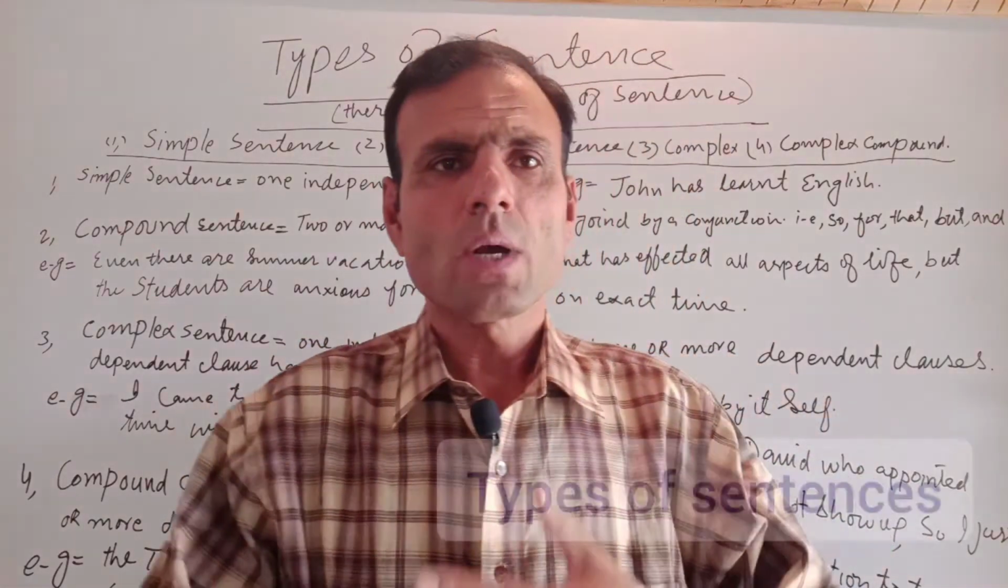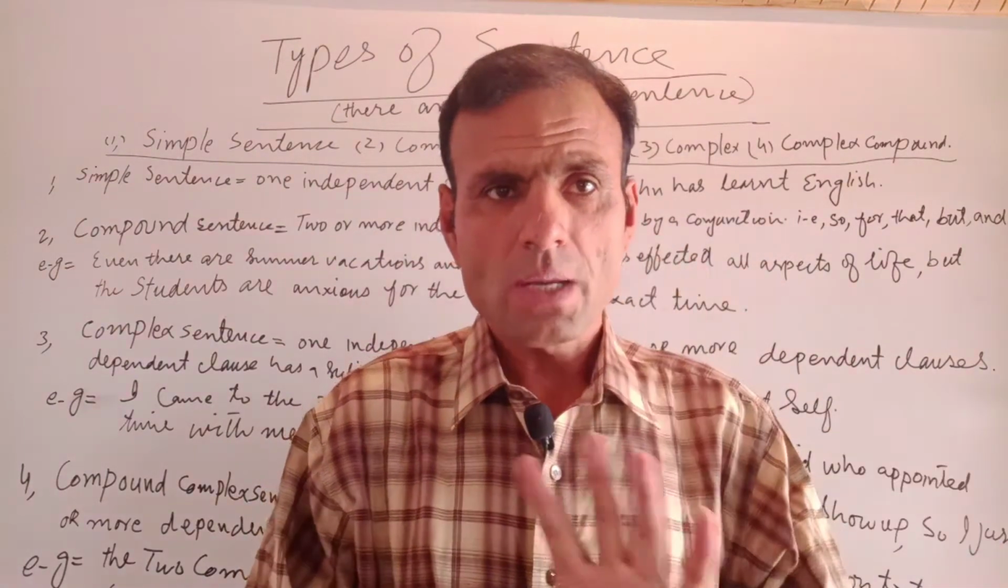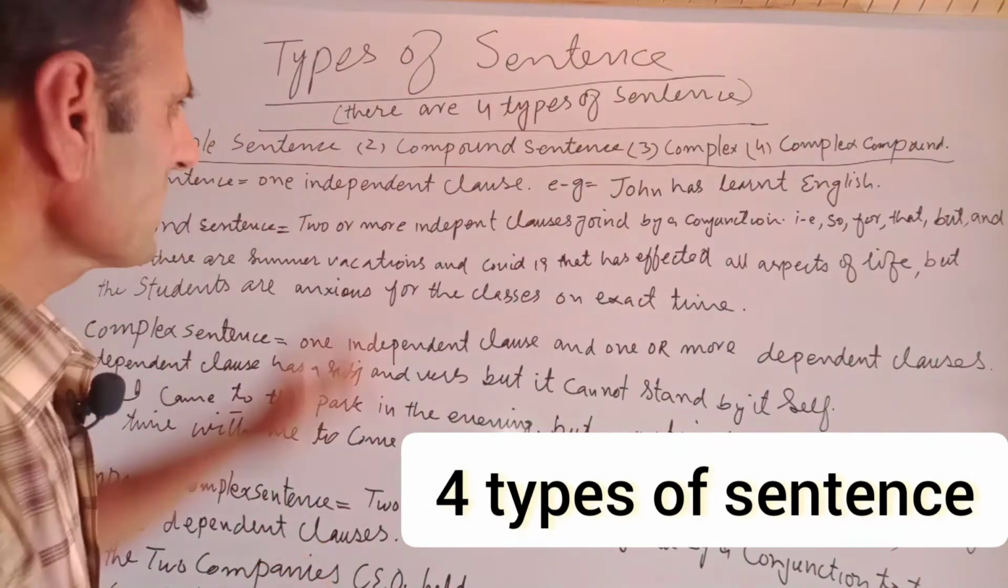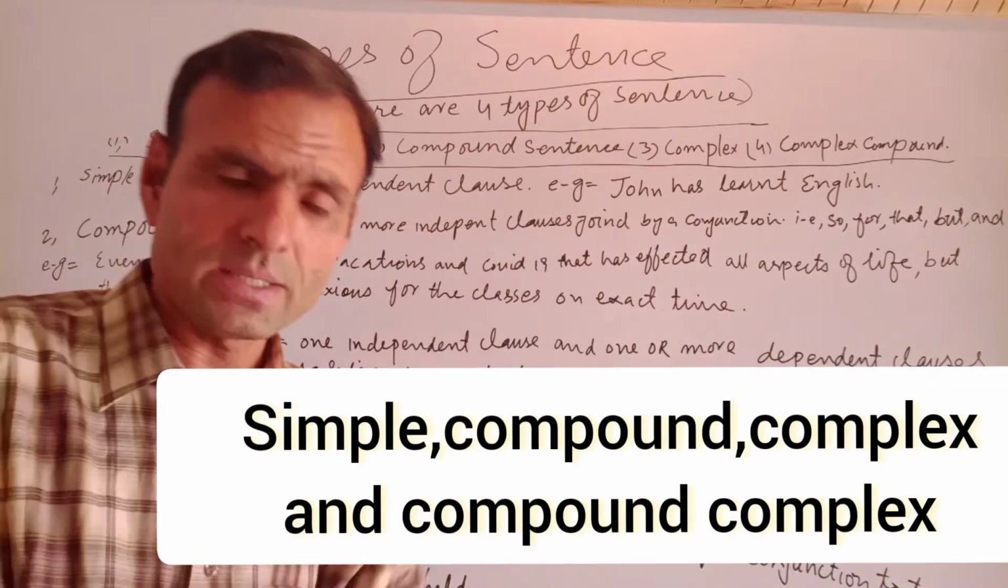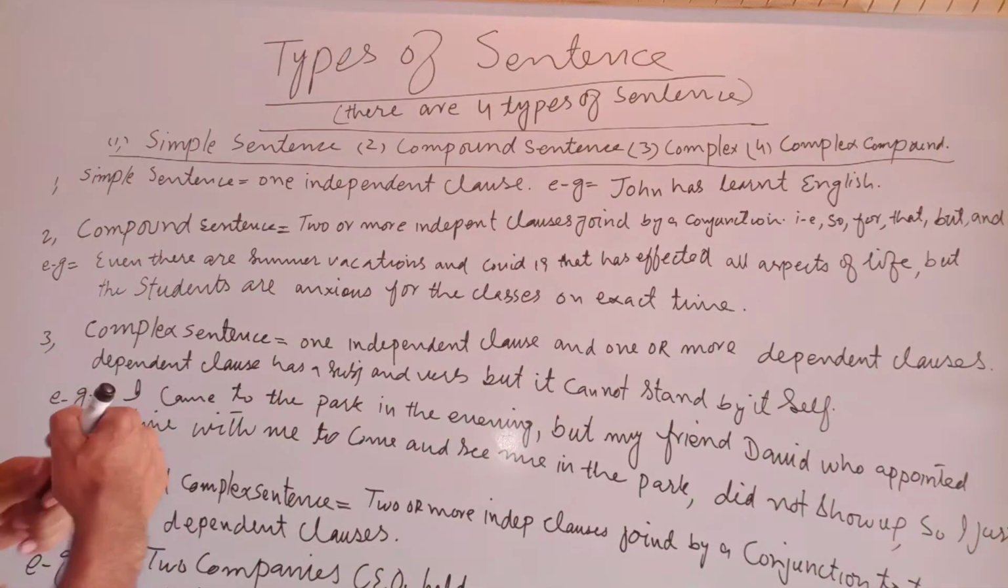Today I want to teach you guys about the types of sentences. There are 4 types of sentence. See here: the first one is simple sentence, then compound sentence, complex sentence, and compound-complex sentence. So we are going to read them here one by one.